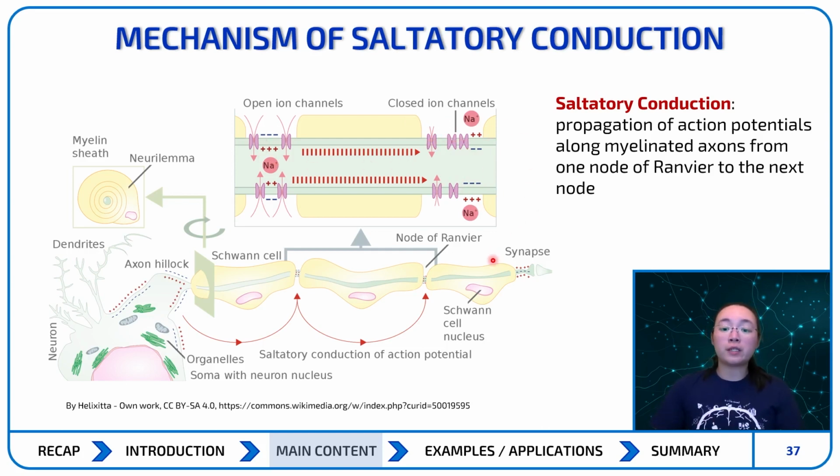So saltatory conduction allows electrical nerve signals to be propagated long distances at very high rates without the loss or degradation of the signal. There is no degradation of the signal because it's all or none. Either it's a depolarization event that triggers an entire action potential, or there's none at all.